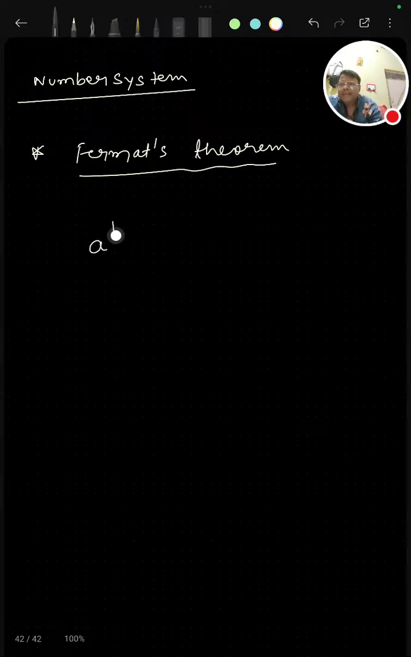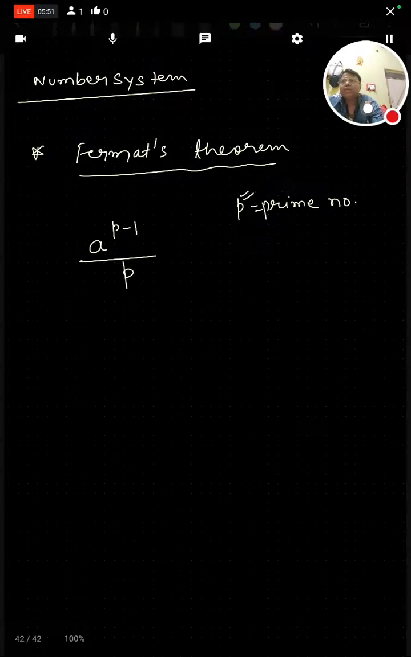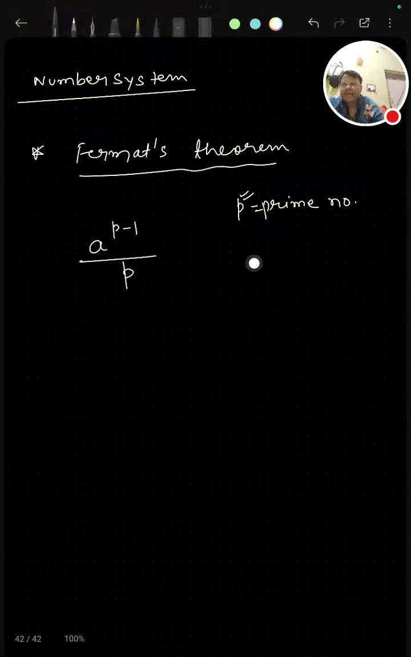मैंने बोला कि a पे पावर है p-1, ठीक है, अपॉन p से इसको डिवाइड करना है, ठीक है ना. अब यहाँ पे p क्या है? p एक प्राइम नंबर है. प्राइम नंबर कहने का मतलब इसके सिर्फ और सिर्फ दो ही फैक्टर होंगे, एग्जैक्टली दो से ज़्यादा फैक्टर नहीं होंगे, ठीक है. p प्राइम नंबर है.